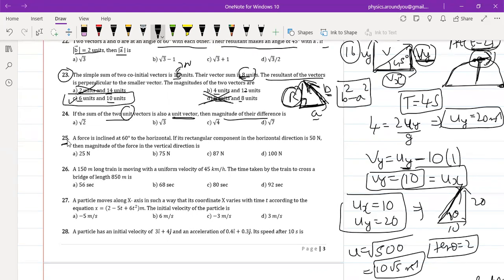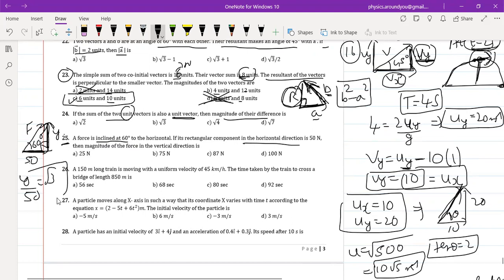Another geometry based question. The key concept here is resolution. A force inclined at 60 degrees with the horizontal. So I know a force is inclined at 60 degrees. Its rectangular component in the horizontal direction, which means its horizontal component, is 50. They're asking what is the vertical component. In a right angle triangle, opposite by adjacent, Y by 50 is tan 60. Y should be equal to 50 root 3.